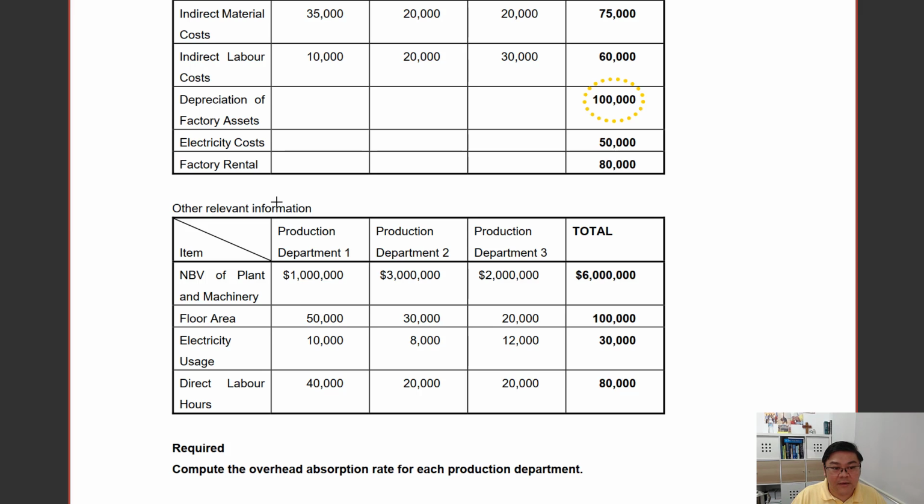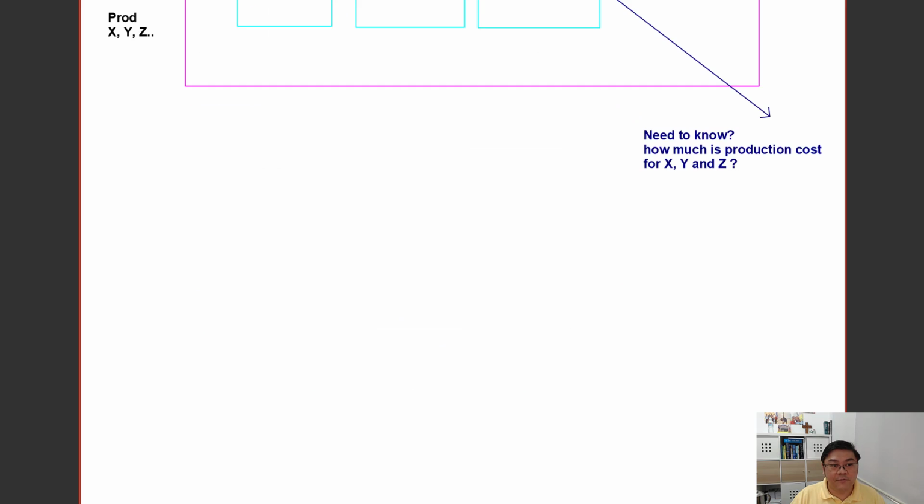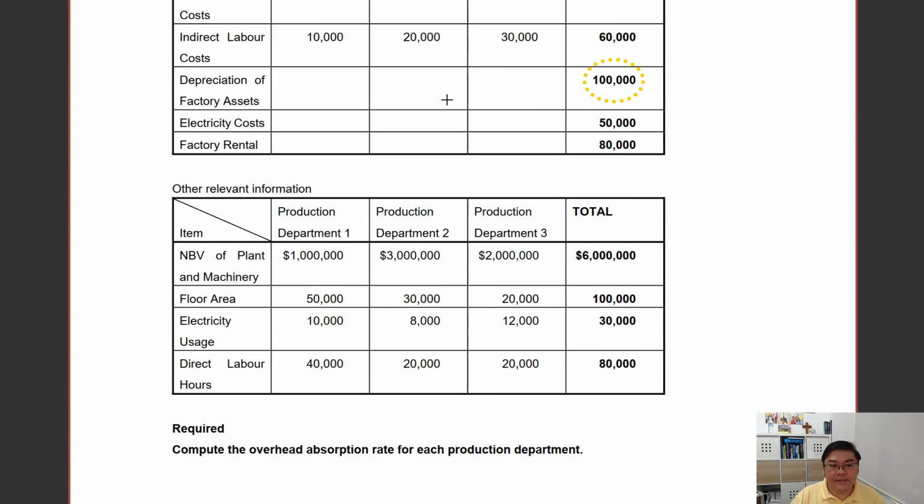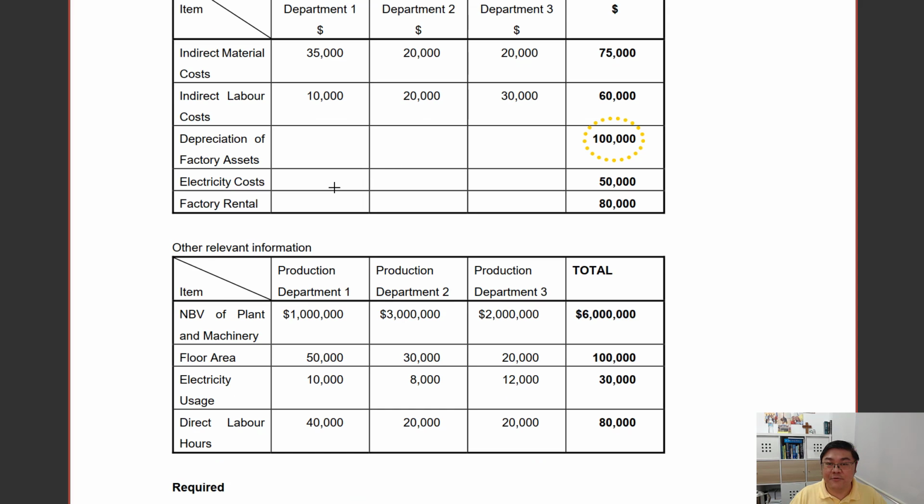So we would use this net book value of plant machinery as a basis to apportion these overheads. Now, what about electricity costs? I think you can now say, oh yeah, that's easy. I would relate electricity costs straight to the electricity usage. And I guess you will be able to tell me what's the better basis to apportion rental. You probably will say the bigger area that you've occupied, the more rental you should take.